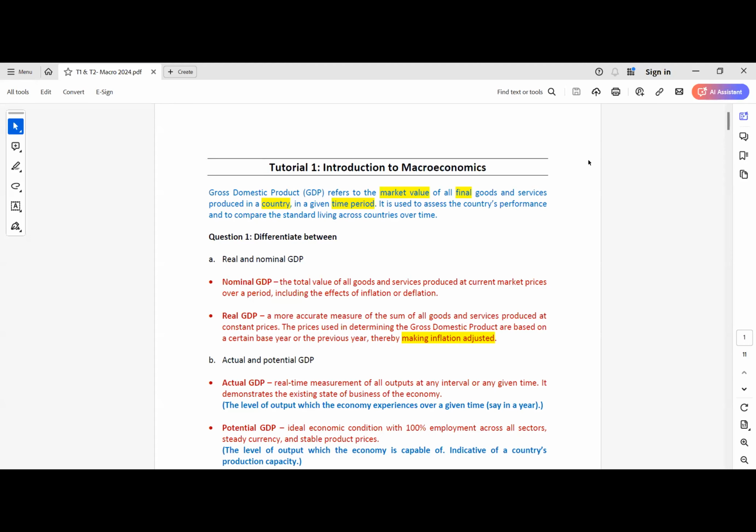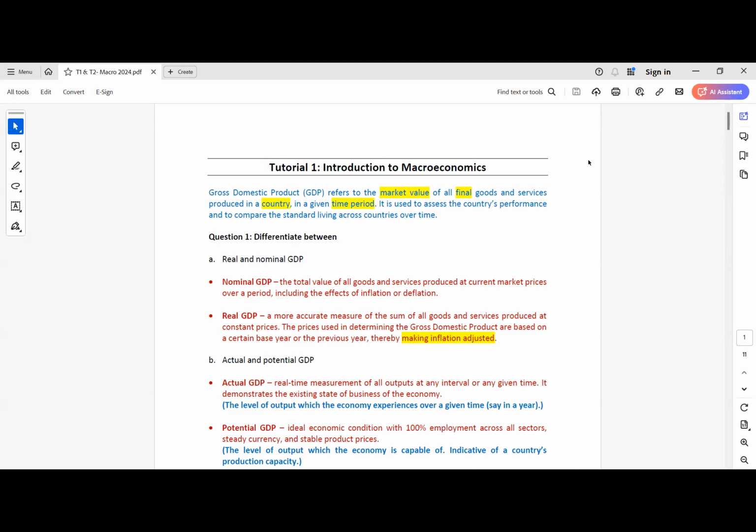Okay, so for today's lesson, it's more on introductory. First of all, previously you learned about micro. Now we are moving on to macro. So we talk about macroeconomics, right? The first concept that you are going to learn about is actually economic growth.